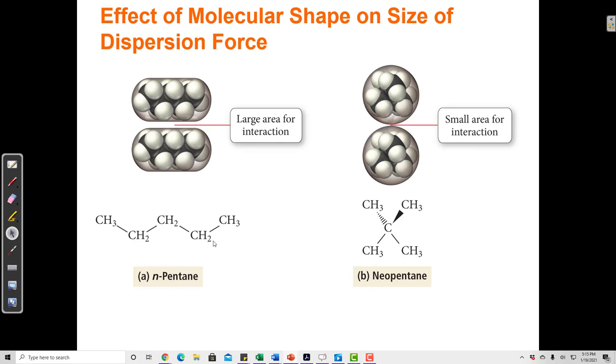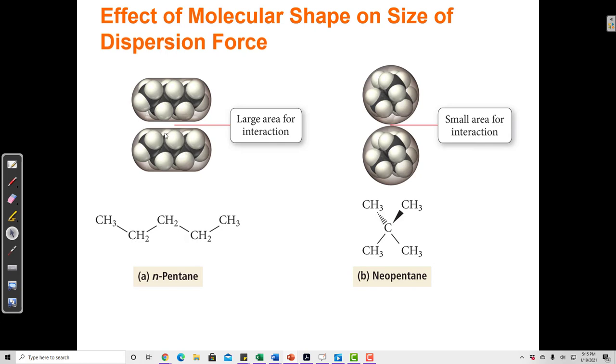Now these molecules have exactly the same number of atoms. 1, 2, 3, 4, 5 carbons, 3, 6, 9, 12 hydrogens. So they're both C5H12, but the spherical shaped C5H12, where they're all stuck to the central carbon, has a lower boiling point than the particles that are more cigar shaped, where all of the atoms are stuck in a chain.